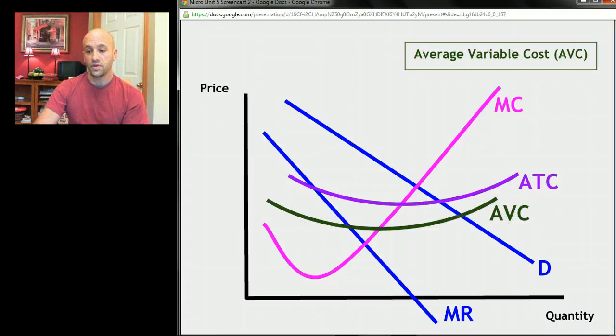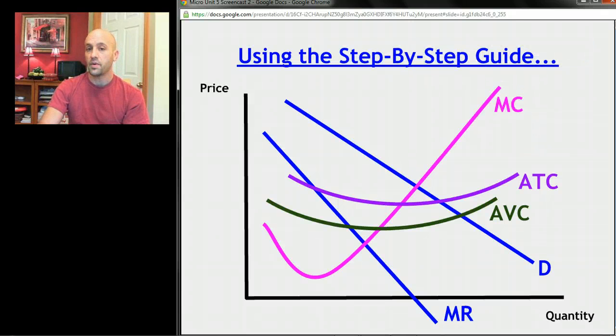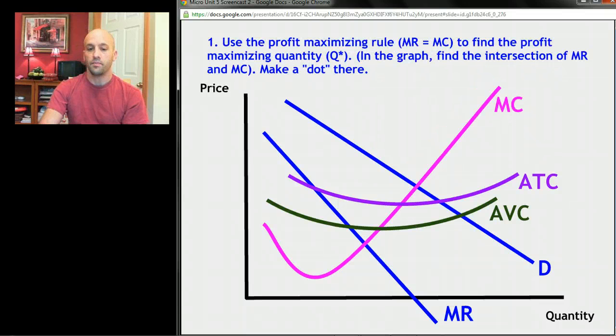And all the same things are true. Marginal cost is still acting like a magnet to those curves, so marginal cost is still breaking through those two curves at their very lowest points. Marginal cost still goes down, but then back up because of diminishing marginal returns, and etc. Alright, so let's start going through the steps using that step-by-step guide.